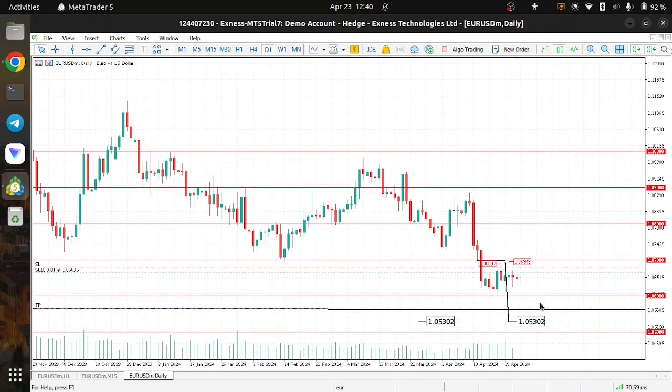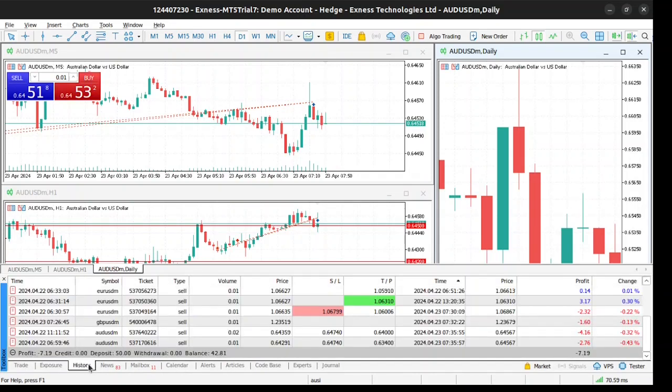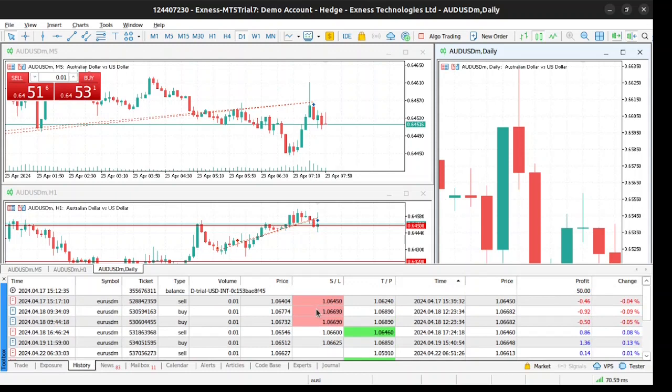Here is my second TP. Let's see. Closed all my positions here. $50, $53, 240 pips, $10 loss. Okay. Euro USD sell.